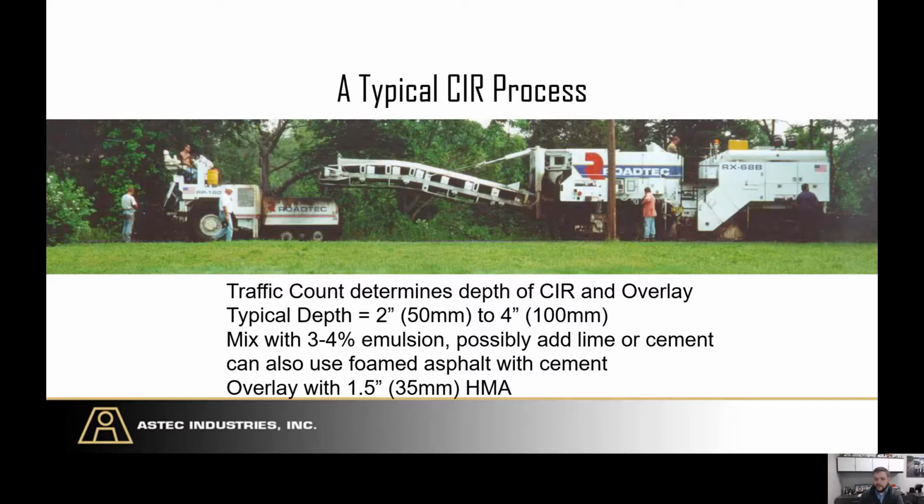We can mix with 3 to 4% emulsion. Sometimes they'll add lime or cement depending on stripping aggregates, what sort of initial strength we need if we want to turn it over to traffic, those sorts of things. There are good labs and engineering firms that can guide you there. Also the contractors that are doing this have a lot of experience on what would work best. We can also use foamed asphalt, and typically that is done with cement. Again, just as a rule of thumb, it can be overlaid with a lot of different things, but a basic option would be overlaying it with 1 to 1.5 inches of hot mix on top.